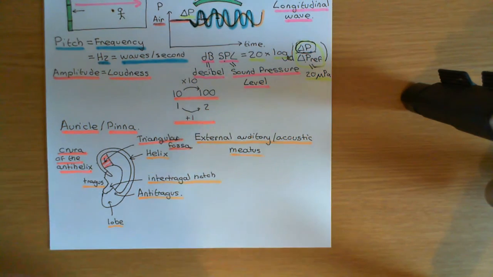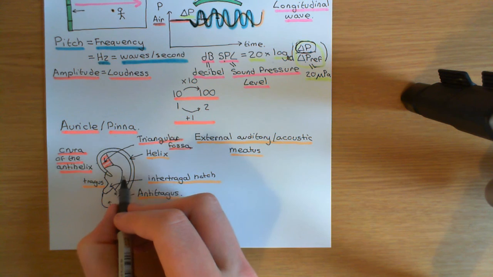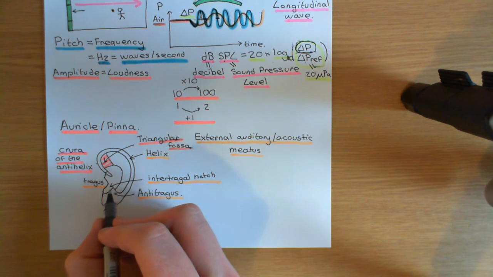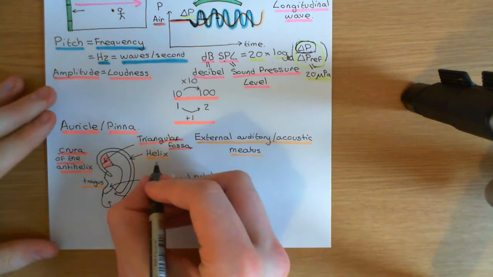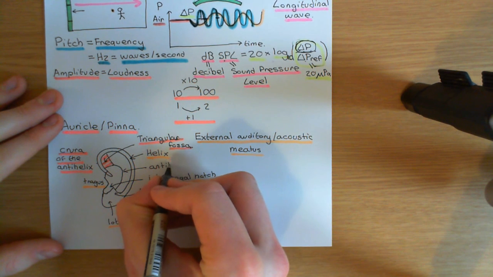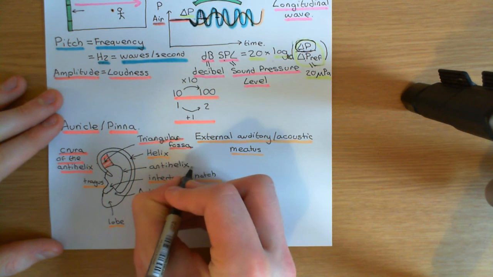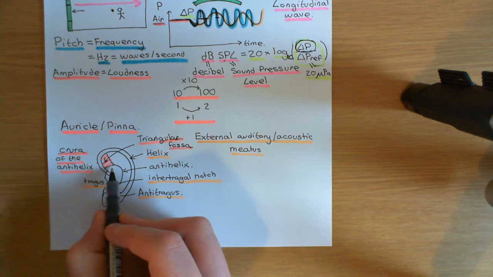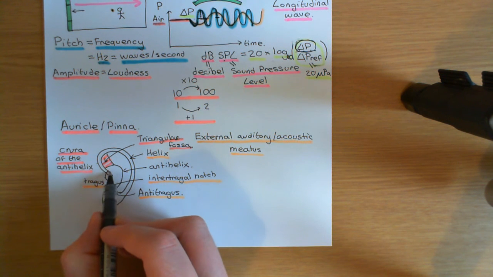I haven't actually labelled on the antihelix. The antihelix comes all the way down and then finishes down here where the antitragus is. So this is the antihelix here. So we've almost completed the different portions of the auricle that actually have names. The final thing is to give these cavities here.